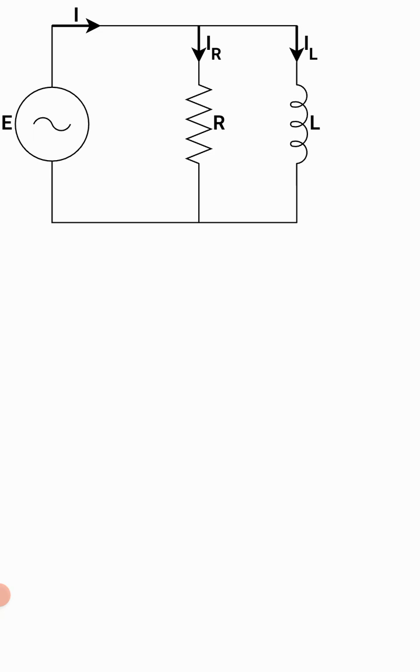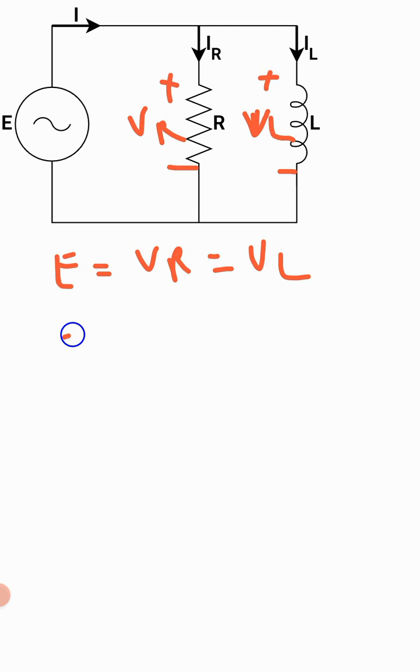When IR flows through the resistor, it generates a voltage drop VR. When IL flows through an inductor, it generates a voltage drop across it called VL. So we can write the total voltage E is your VR, and it is nothing but VL, and the total current I is IR plus IL.